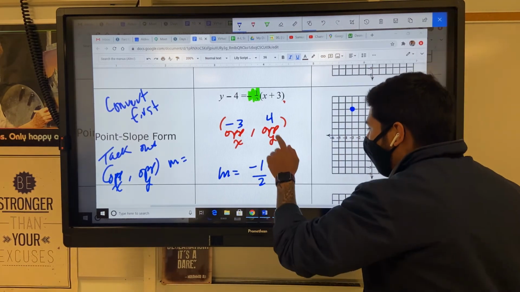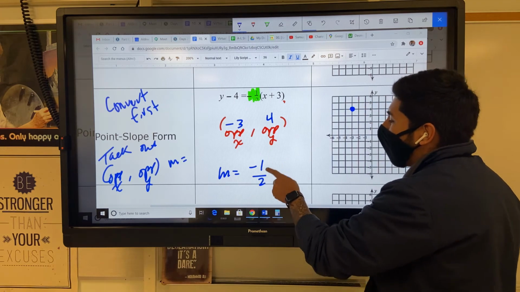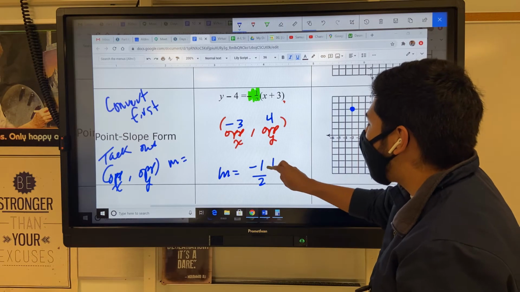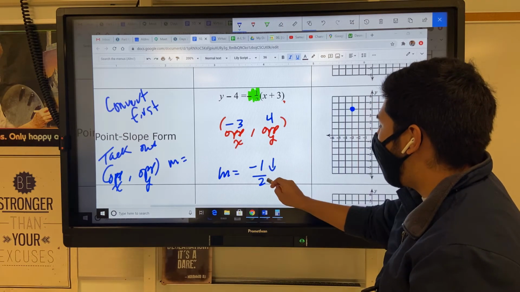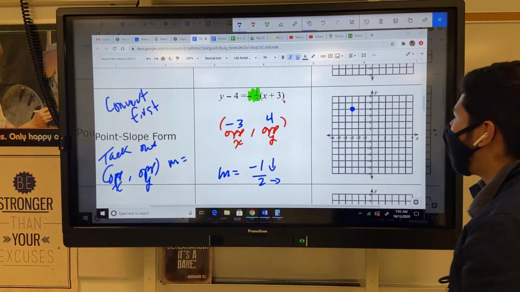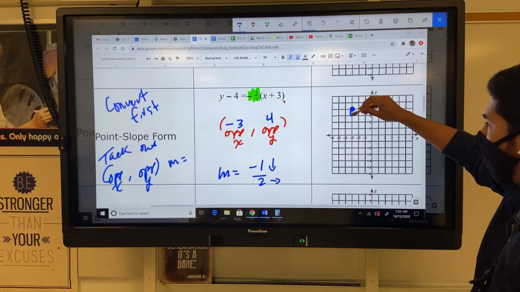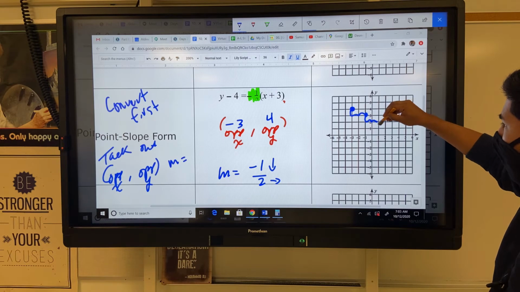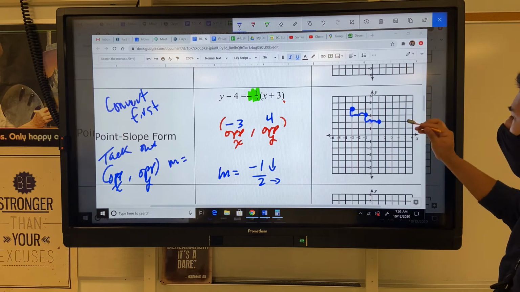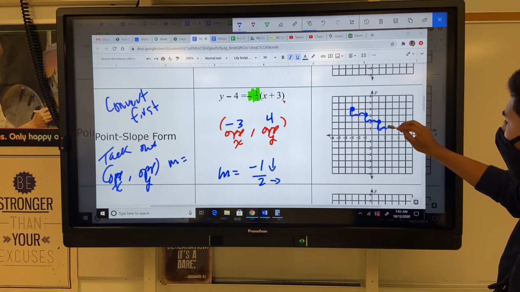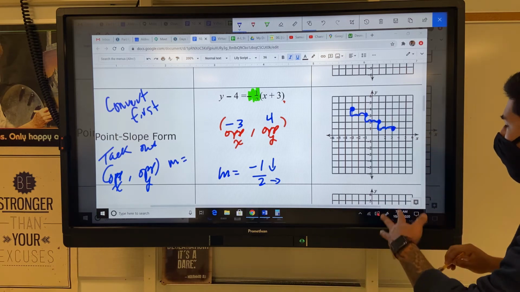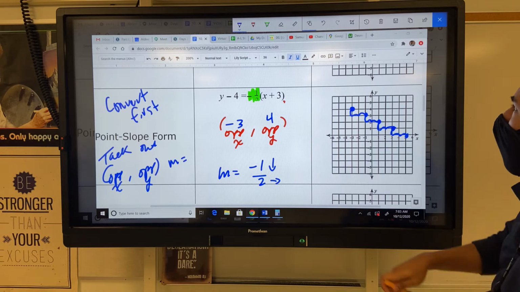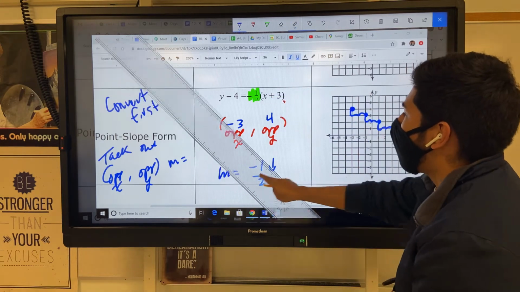Okay, so now we do the movement. In this case, it's negative 1/2. So since it's negative, that means I'm going down, and then 2 to the right. So we do it. Down 1, 2 to the right. And as you can see, I'm putting points where I'm done because those points connect. Boom. And we draw my beautiful line.